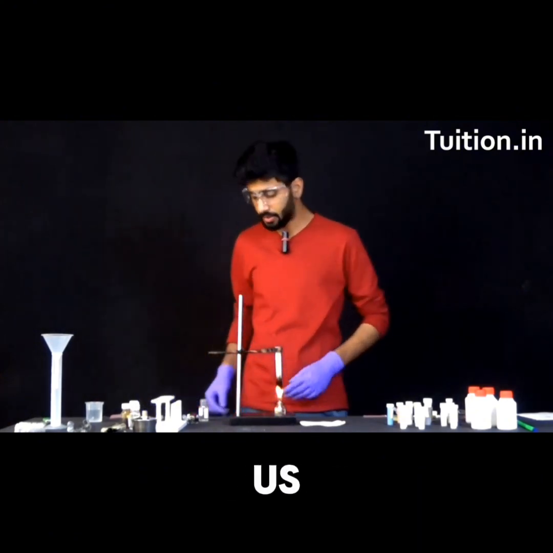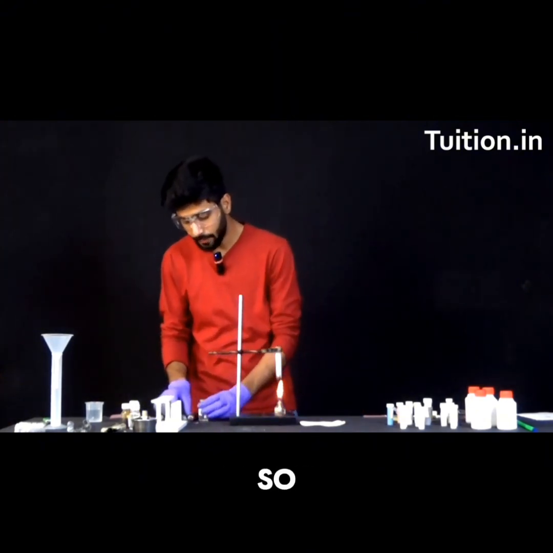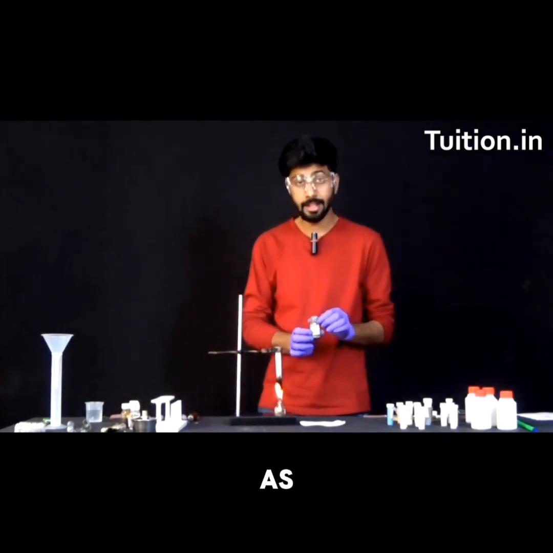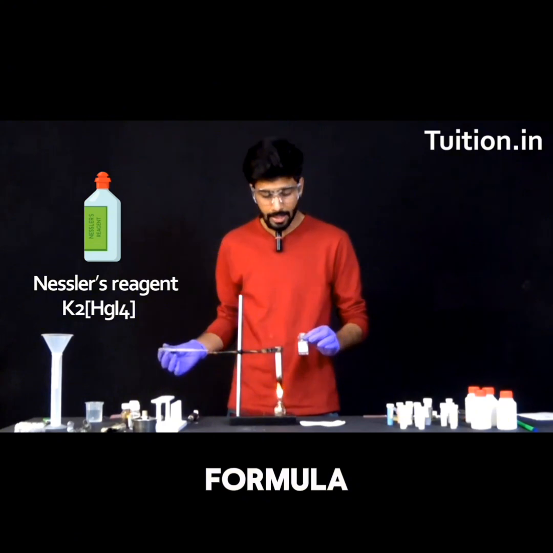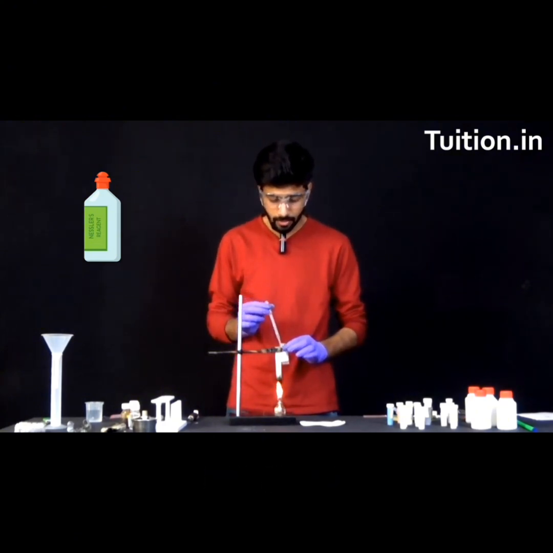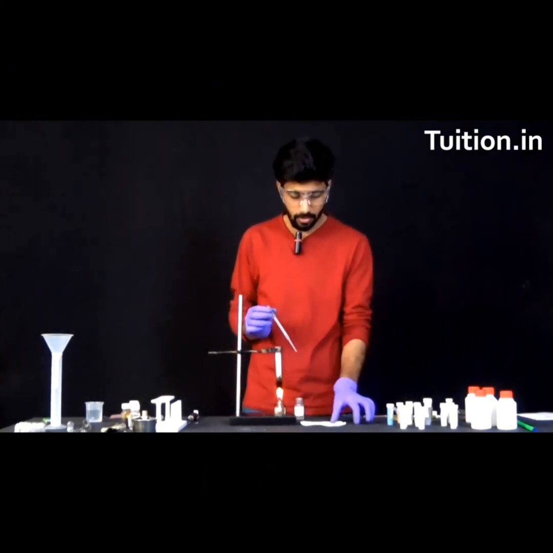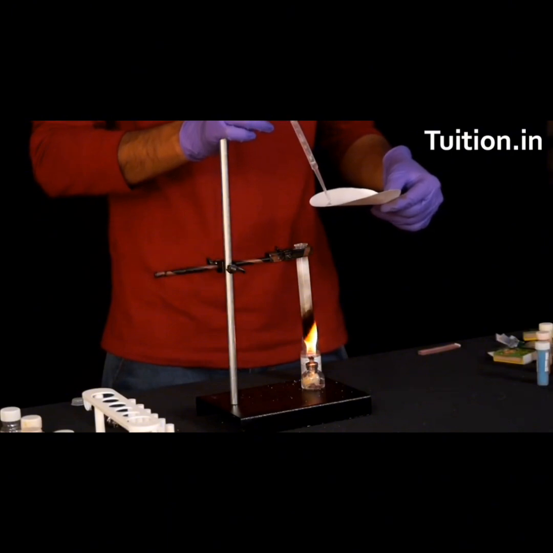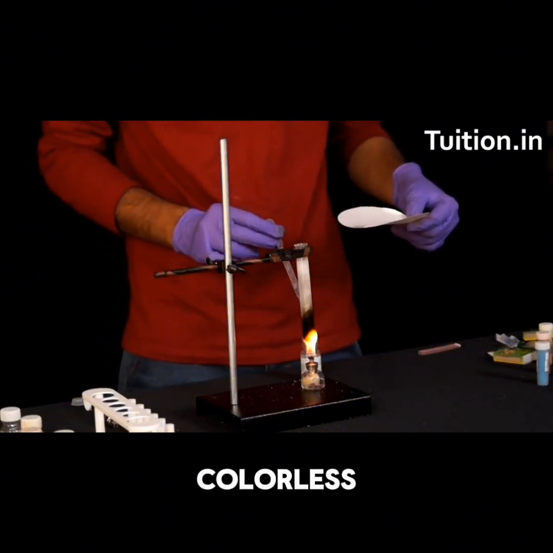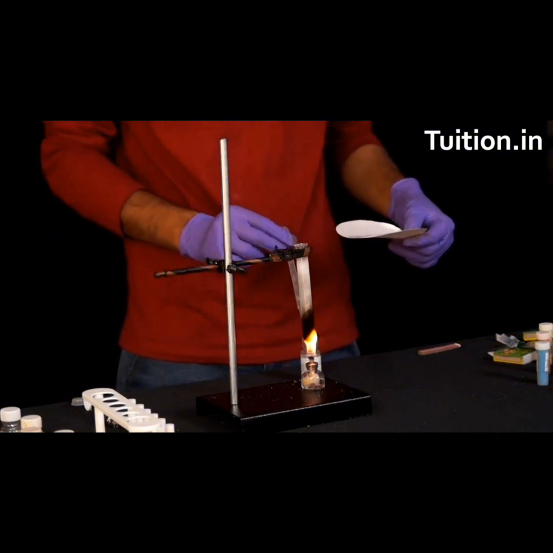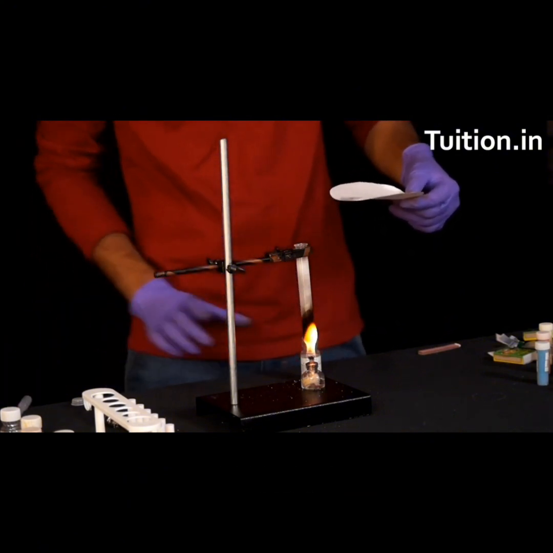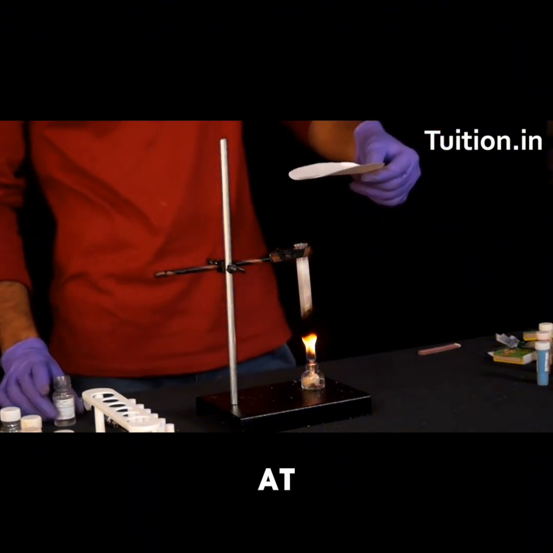Now it's time for us to check what else is present. So we will be taking what is known as Nessler's reagent, K2HgI4 being the chemical formula, and we will dip it on a filter paper. It's a colorless reagent in the beginning. This much should be enough. Let's place it at the mouth of the test tube.